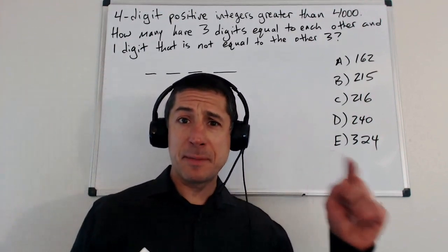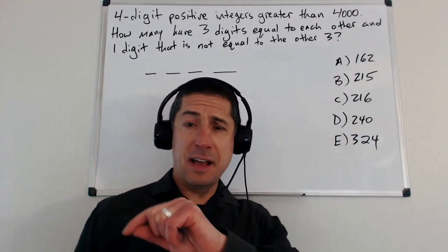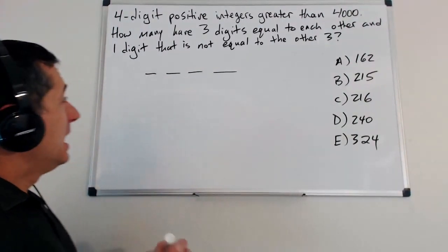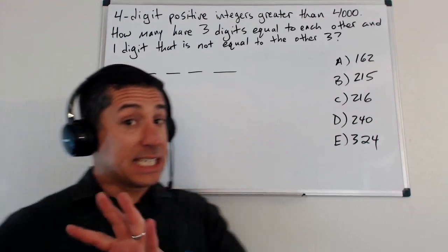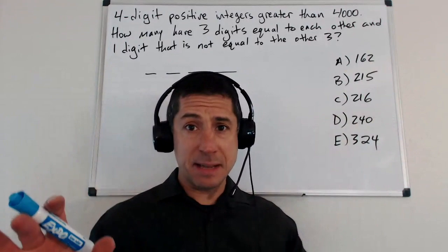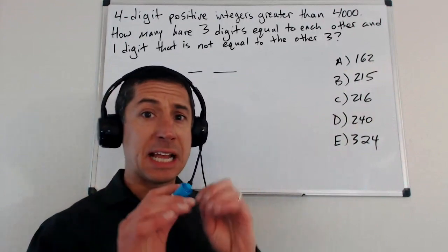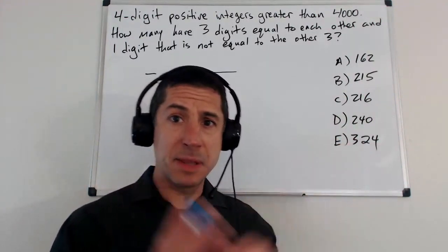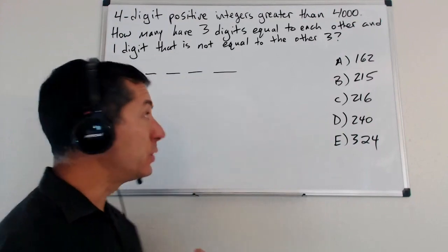And we want to know how many of them have three digits equal to each other and then a fourth digit that's different. For me personally, and again, tons of different ways to solve this. And if you did something different than what I'm going to do and you arrived at the same answer, fantastic. I'm going to do the thing that I think is the most intuitive, that we find to be the most intuitive kind of ways of thinking for our students.